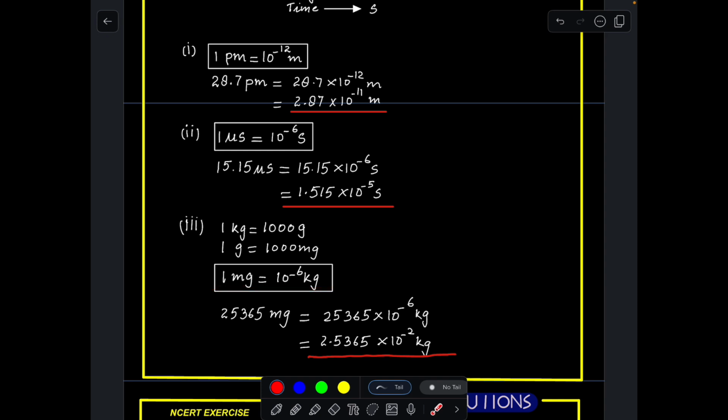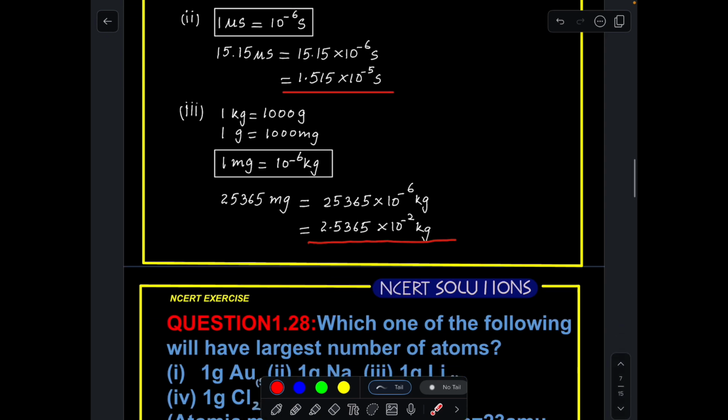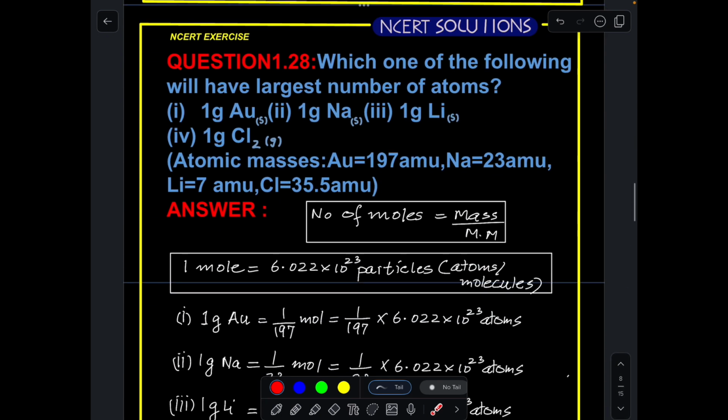So therefore 25365 milligram will be equal to 2.5365 into 10 raised to the power minus 2 kilograms. Now the next question. Which one of the following will have the largest number of atoms?